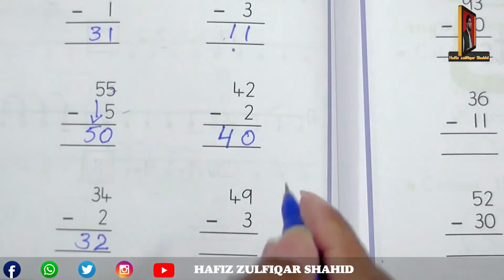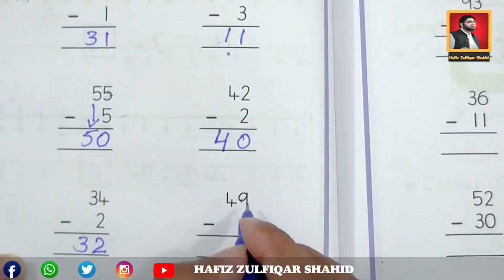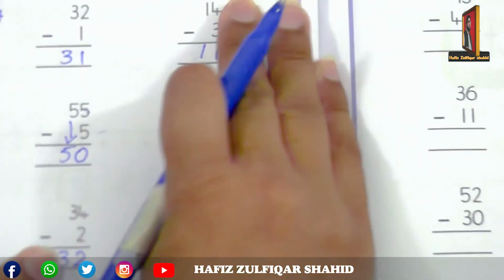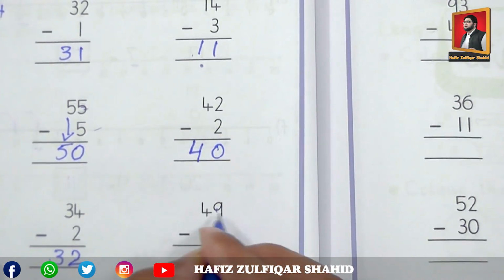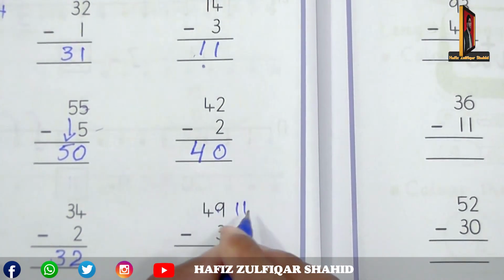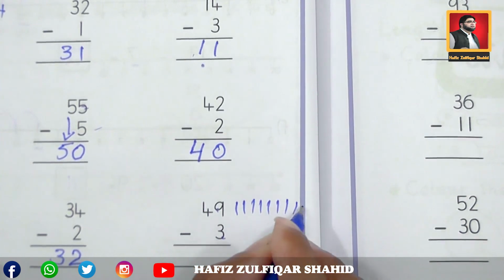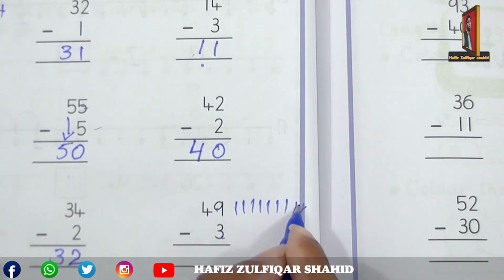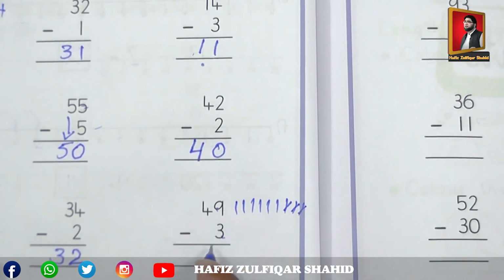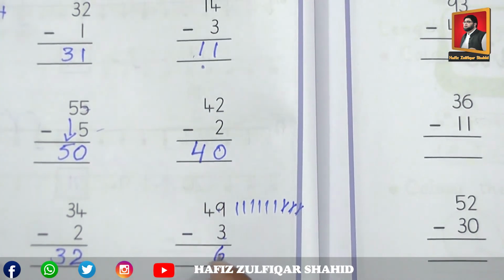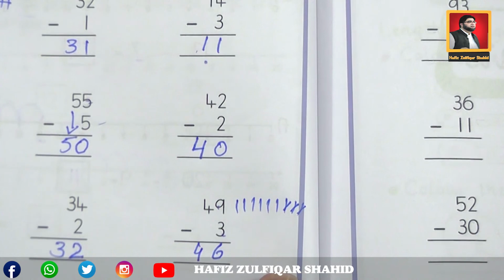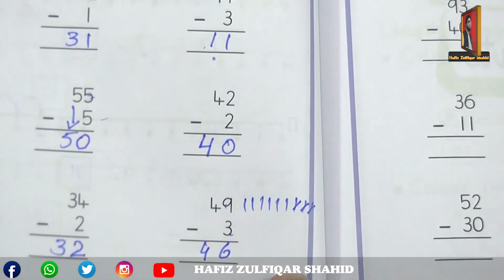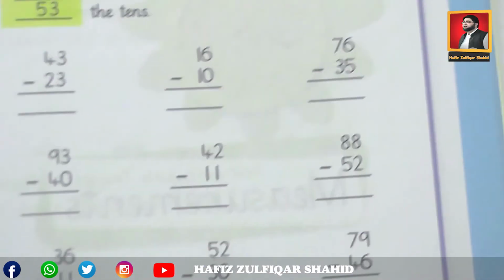See in the units, we have to subtract 3 from 9. If you think it is a bigger operation, then draw 9 lines. Now cut or cross 3 lines. Count the remaining ones. It is 6. Put down 4 as it is. This was exercise 11. Let's move to page number 47.